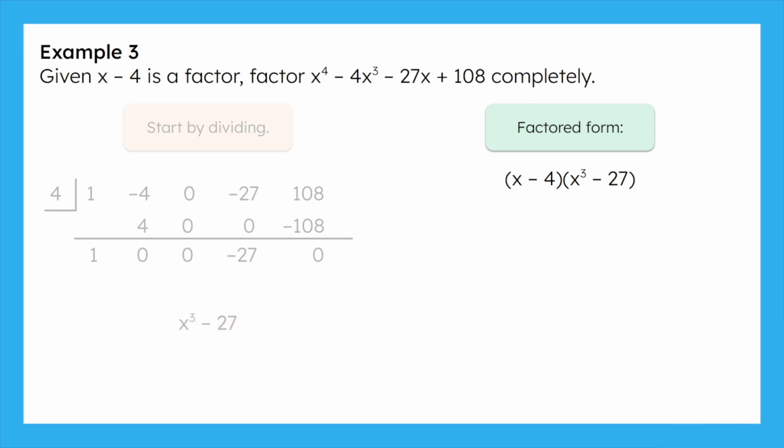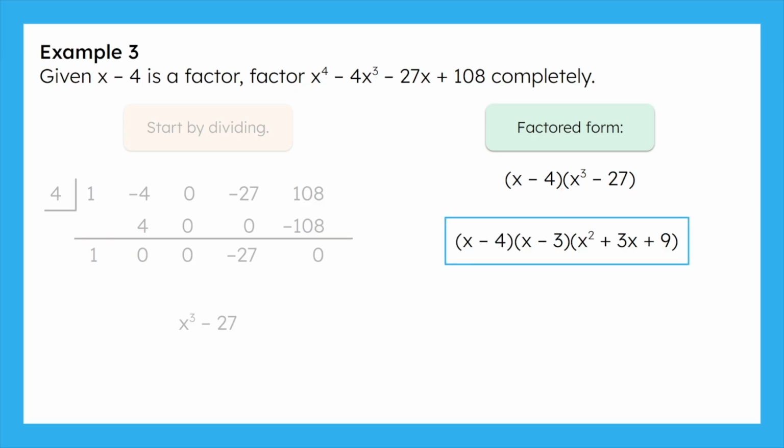X cubed minus 27 factors to x minus 3 times x squared plus 3x plus 9. So the factored form of the polynomial is x minus 4 times x minus 3 times x squared plus 3x plus 9.